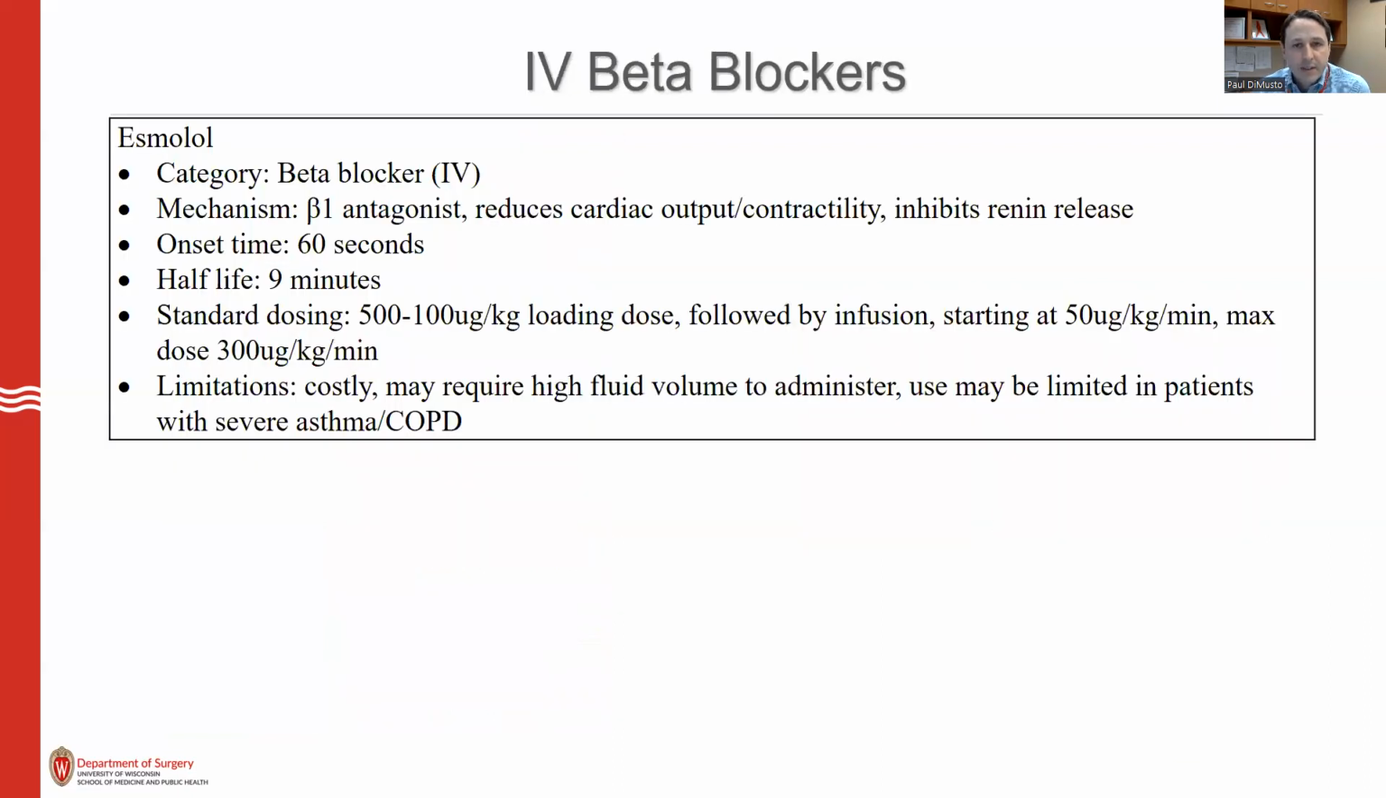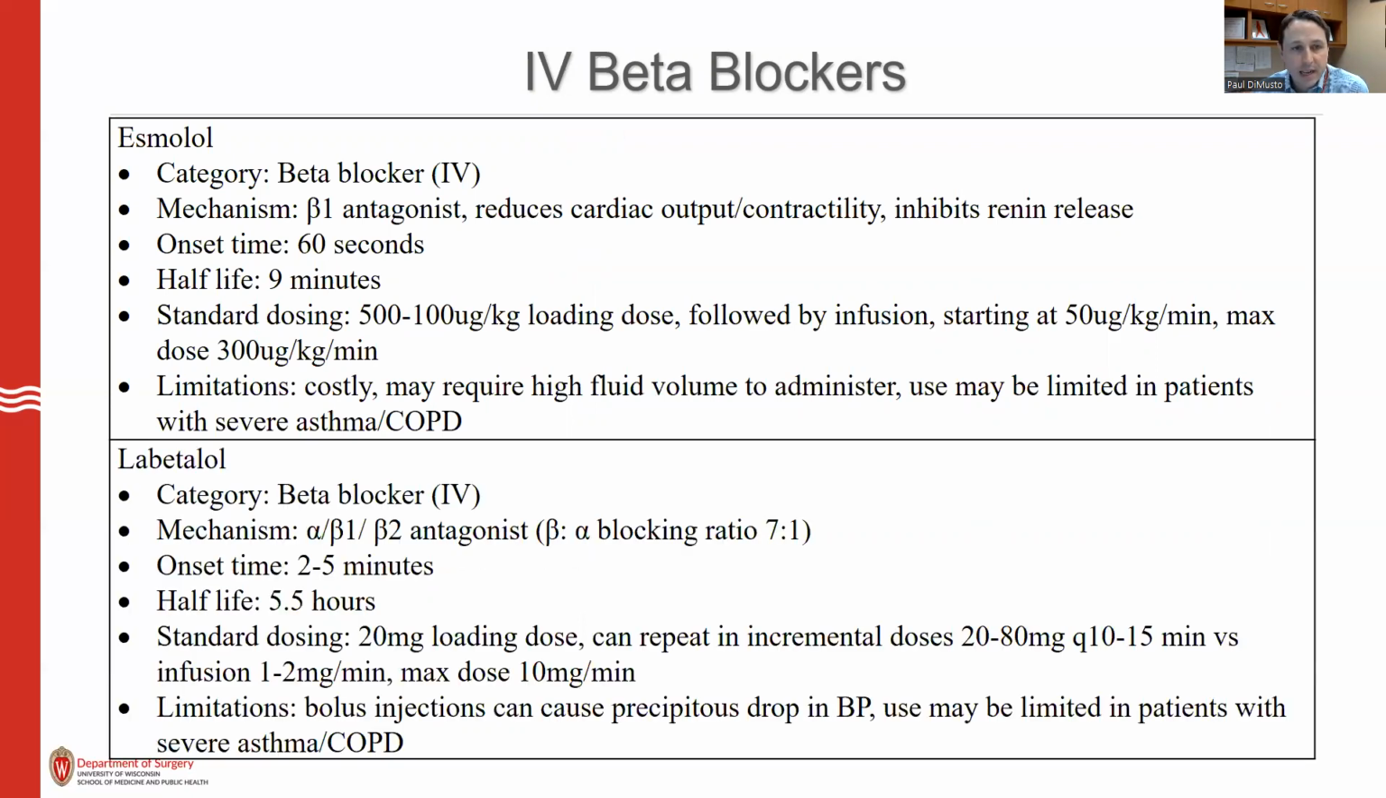There are several different IV beta blockers available. However, the most common one that's probably used is esmolol. This has a very quick onset and short half-life and can be titrated and adjusted rather quickly. However, the downsides to this are that it can lead to a large volume of infusion, which can lead to eventual volume overload in the patient, and this can be rather expensive.